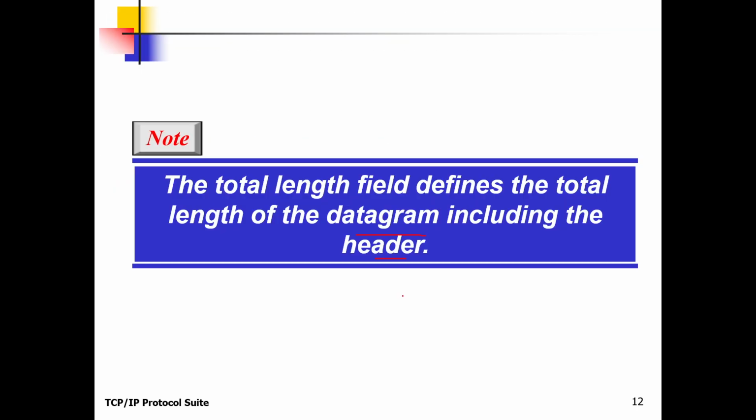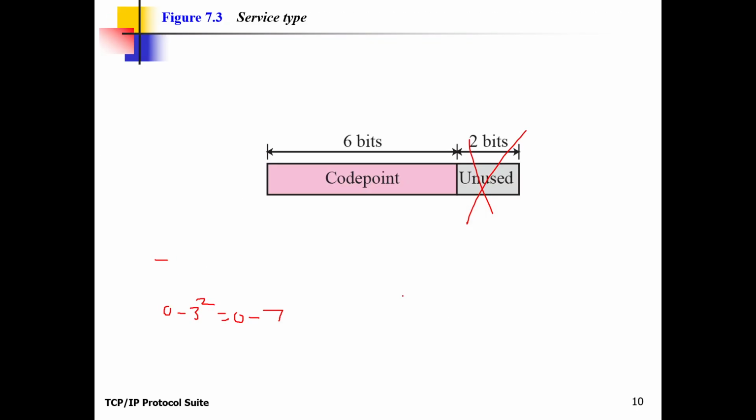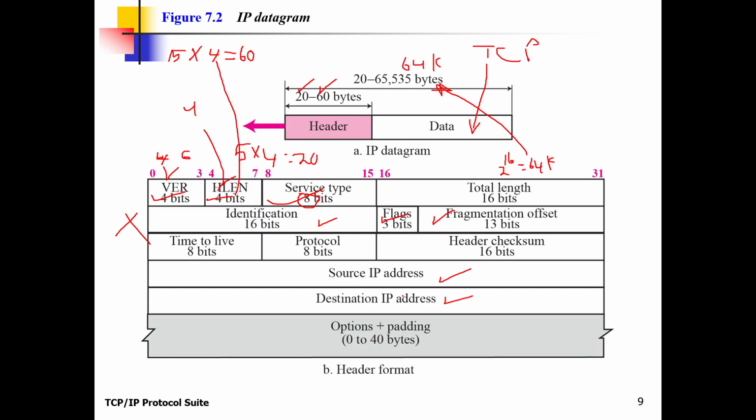So let me go back, see if we have covered everything here. We know the version, either 4 or 6. We know the header length. It will be between 20 and 60 bytes, so the minimum value here is 5 and the maximum value is 15. You agree? Then the service type, and there are 8 bits to determine that.